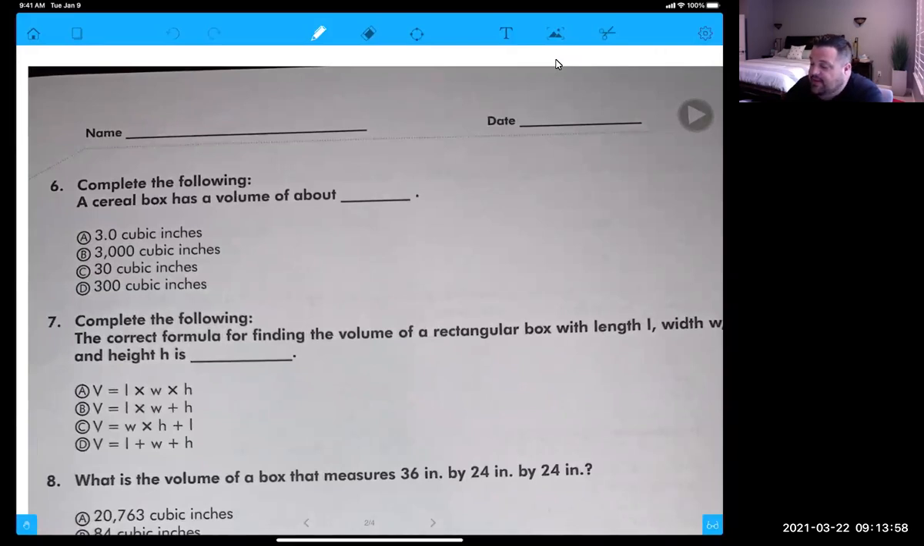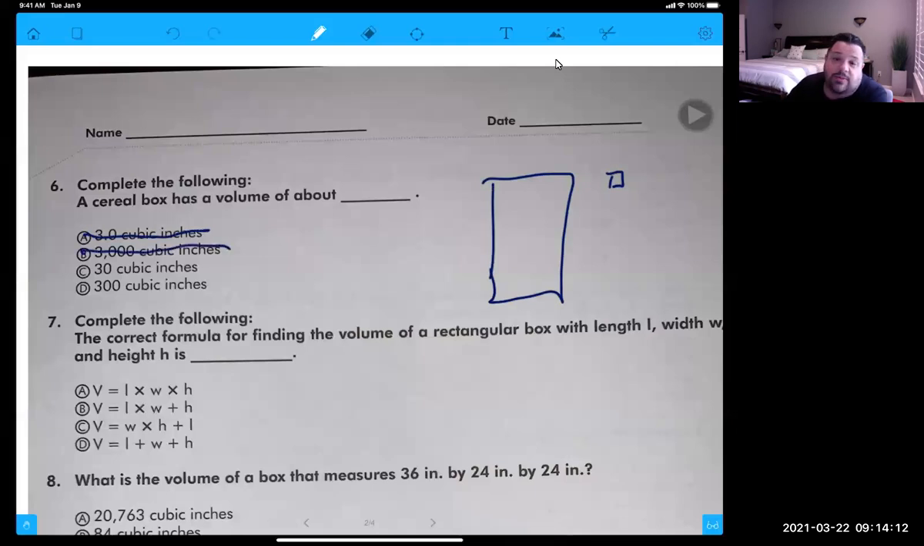Okay, so this is another thing. We're talking about the cereal box again, right? And then we're talking about how many of those little cubes will fit in there. And this is just another one where we got to use your common sense, right? 3 is not even close because it's way too small. 3,000 is way too many. Way, way, way too many.